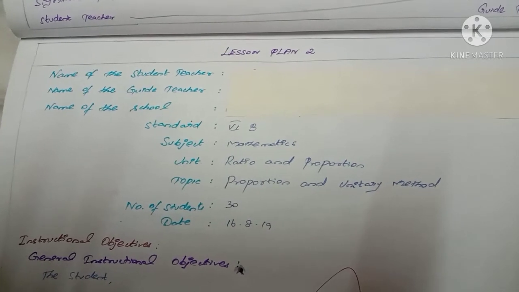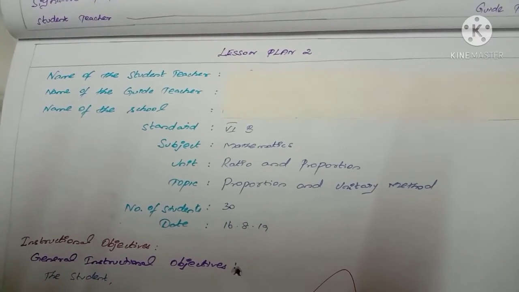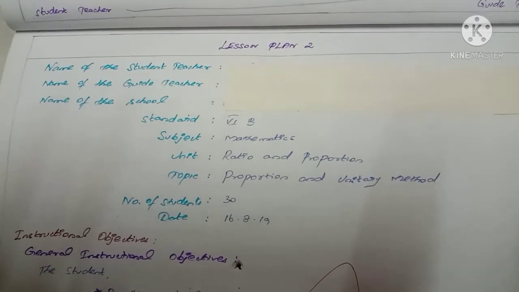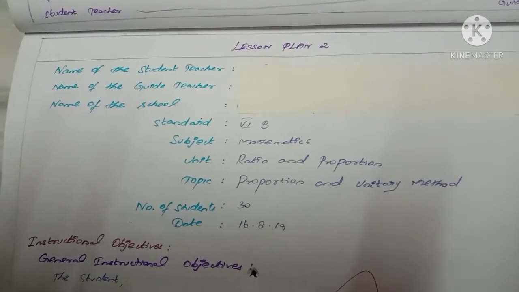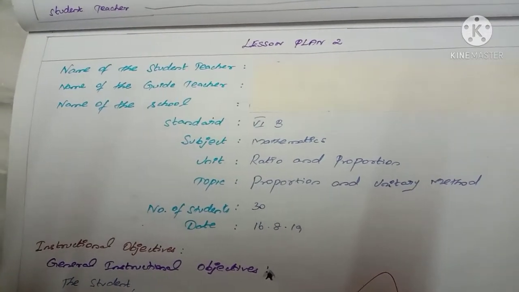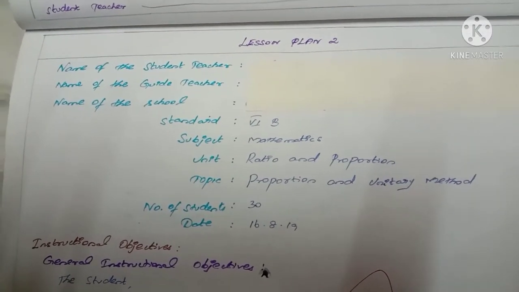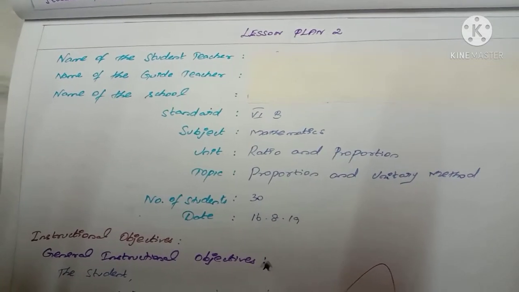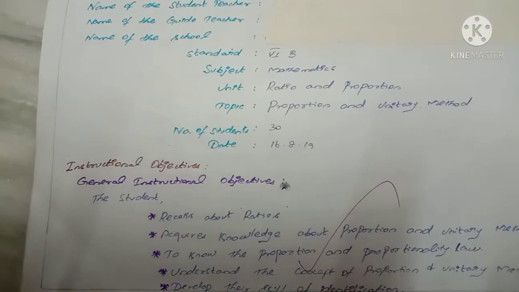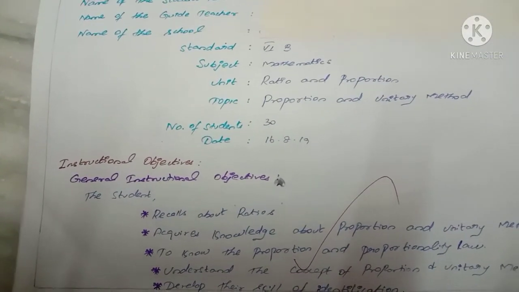Today's lesson plan topic is about proportion and unitary method from the unit of ratio and proportion. First we have to write the name of the student teacher, name of the guide teacher, name of the school, standard, subject, unit, topic, number of students and the date. Next, instructional objectives. General instructional objectives.